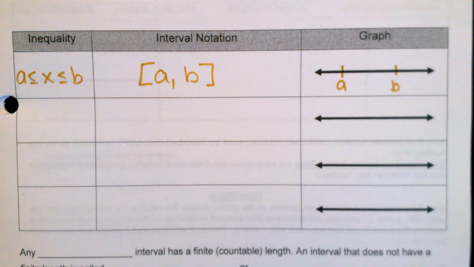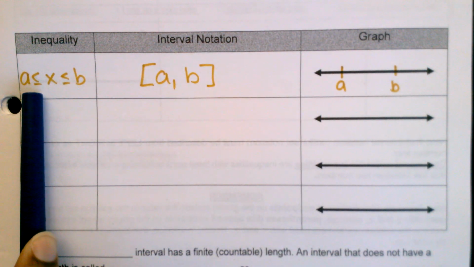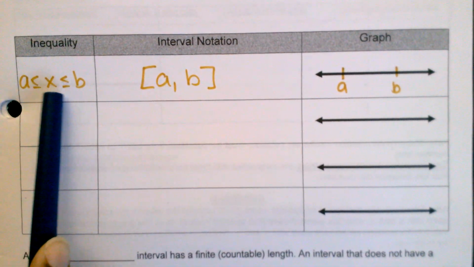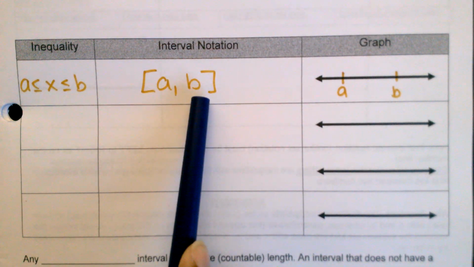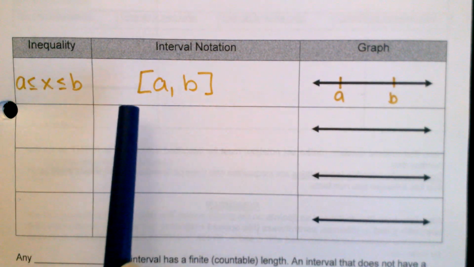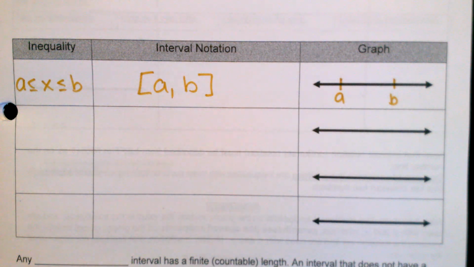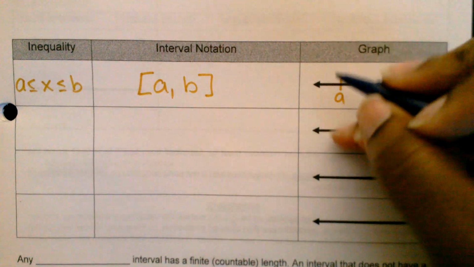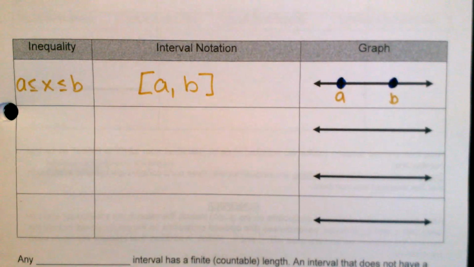So I know that because I have, notice the symbols that we have for the inequality. We have less than or equal to. So if they have a line underneath on that inequality, I'm going to have brackets. Okay? So both of these have lines underneath on that inequality. I have brackets on both of my endpoints. So that means that both of my endpoints are included in my interval. So I'm going to have closed circles on my graph. Closed circle here. Closed circle here.